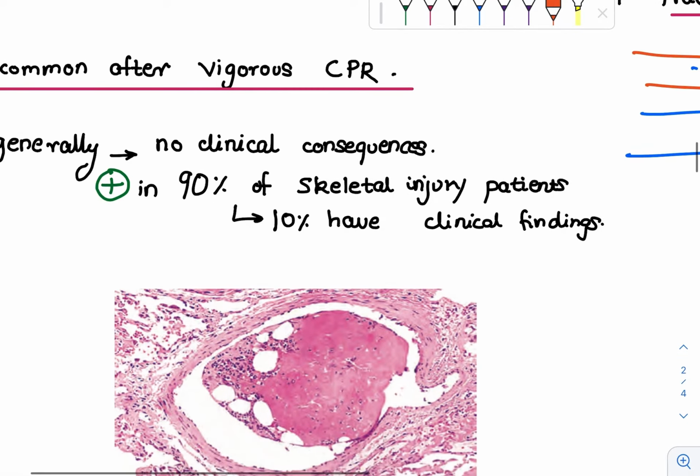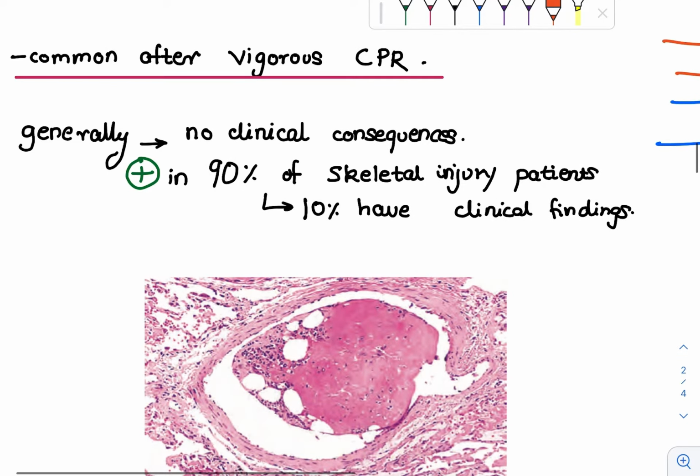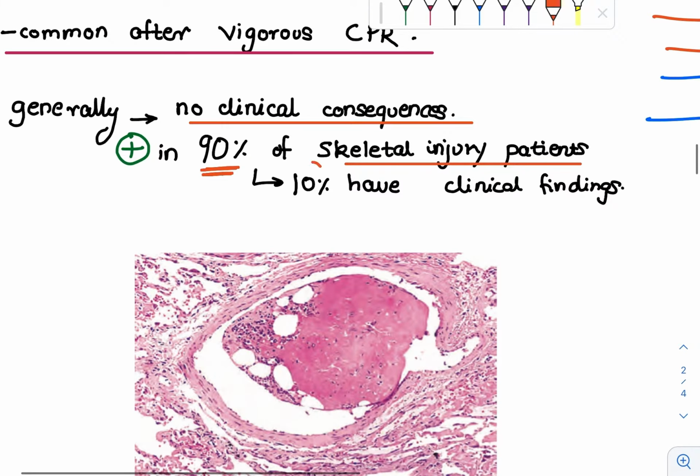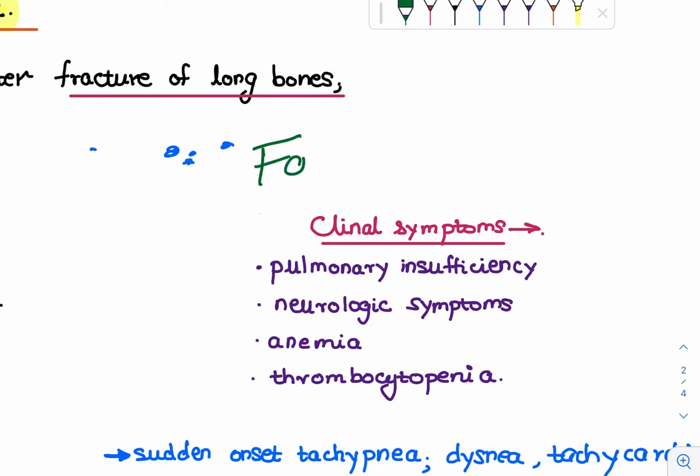So, generally, it does not have any clinical consequences. It has been found that in 90% of skeletal injury patients, there is fat and marrow embolism, but only 10% of them have clinical findings. So those 10% which have these clinical findings are known as fat embolism syndrome.